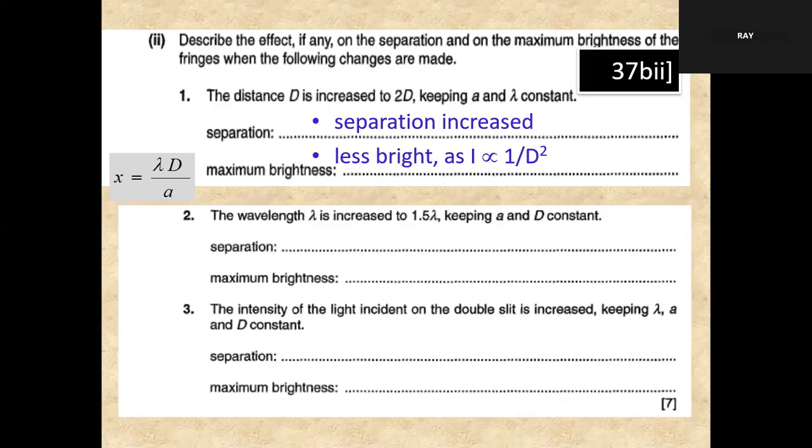Wavelength is increased to 1.5 lambda, keeping a and D constant. Separation?